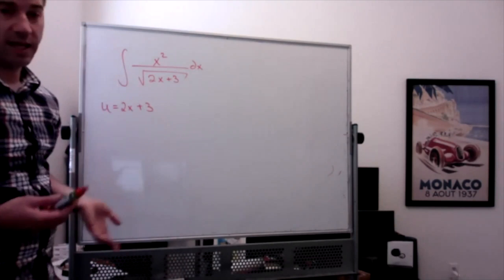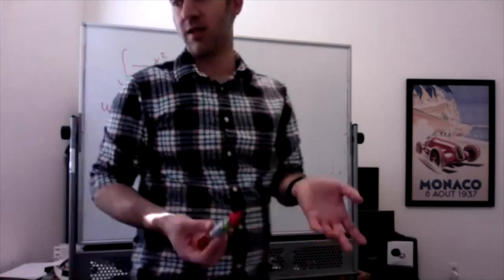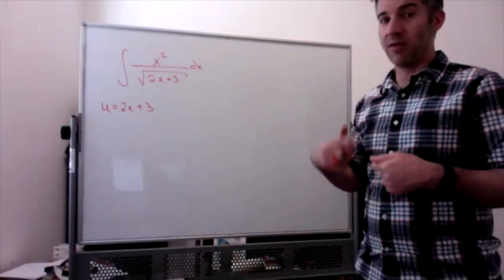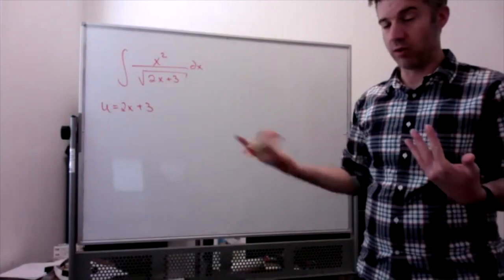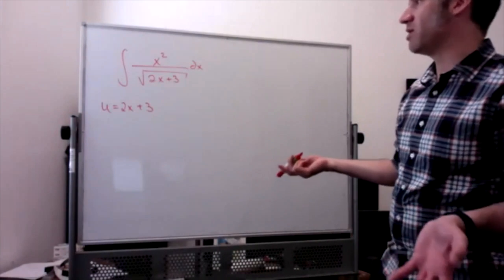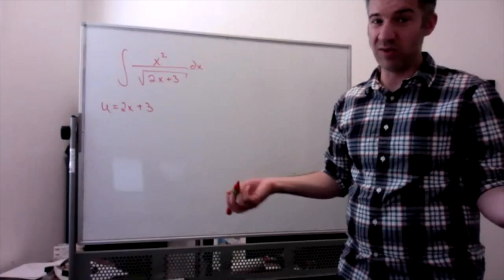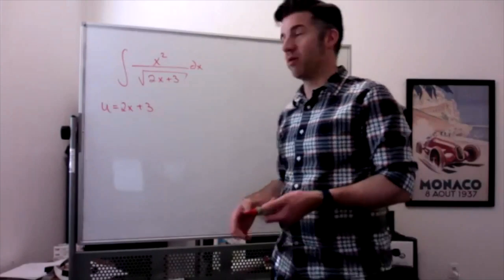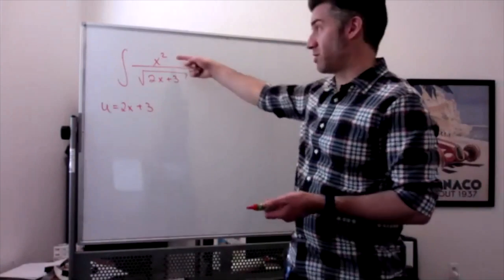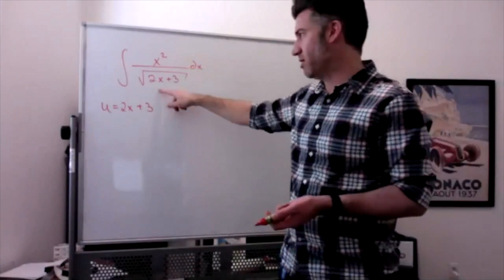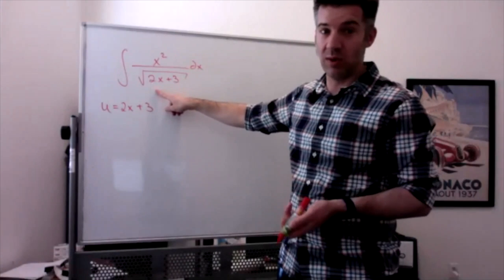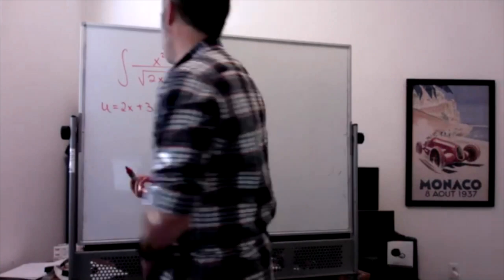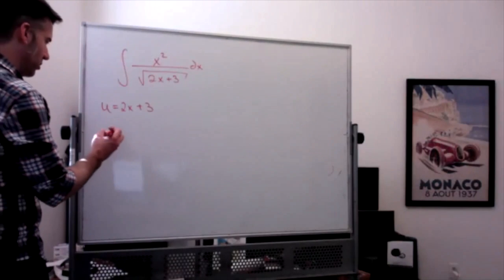The reason it feels less plausible than usual is because typically we're trying to pick a choice for U so that the derivative of U is also in your integral. Here the derivative of U is a constant, but it would have been nice if we could have picked U equal to x squared, with du equal to 2x dx, but we don't have a 2x dx, so we can't make that choice. So it just feels a little bit less typical than usual.